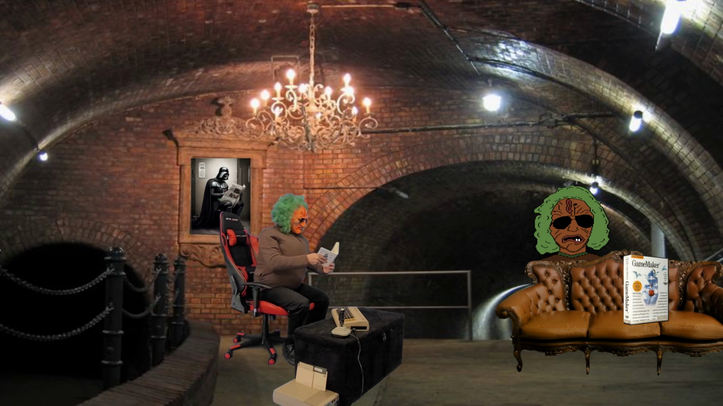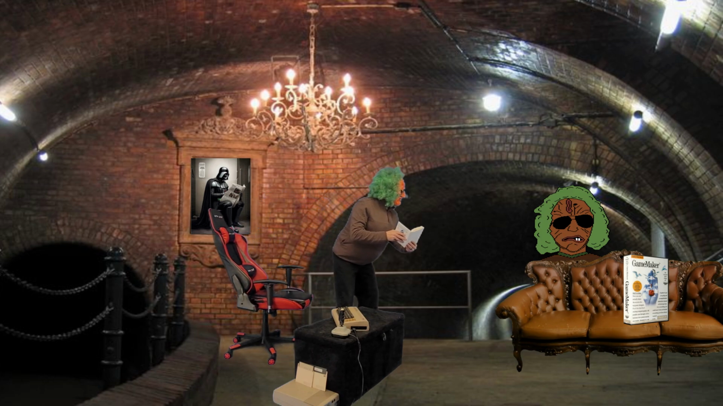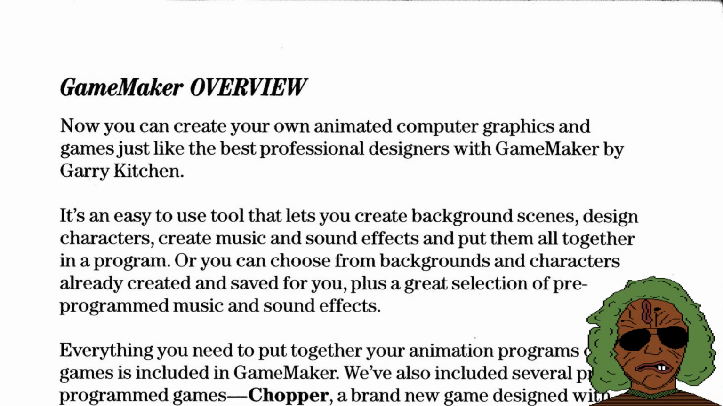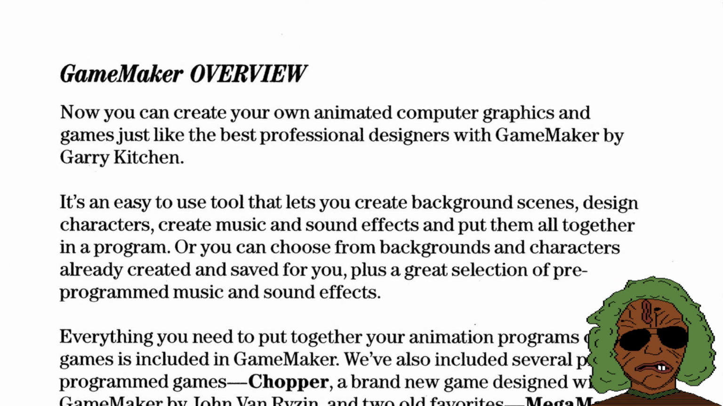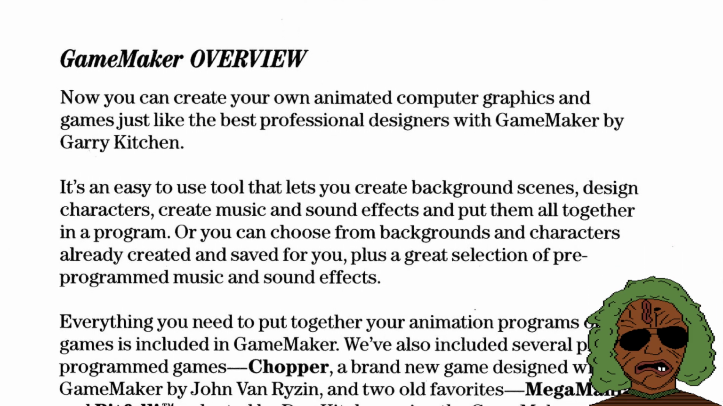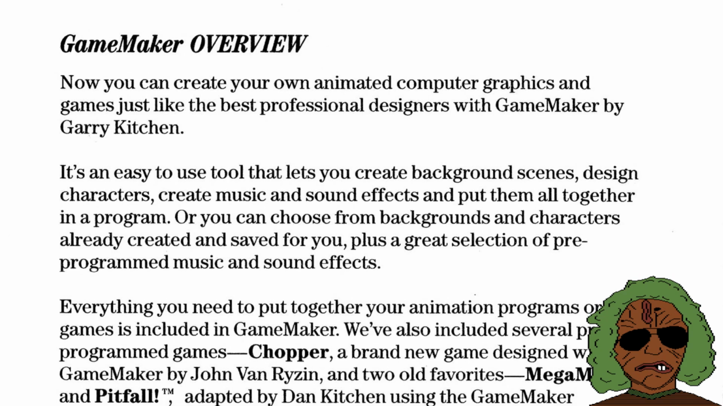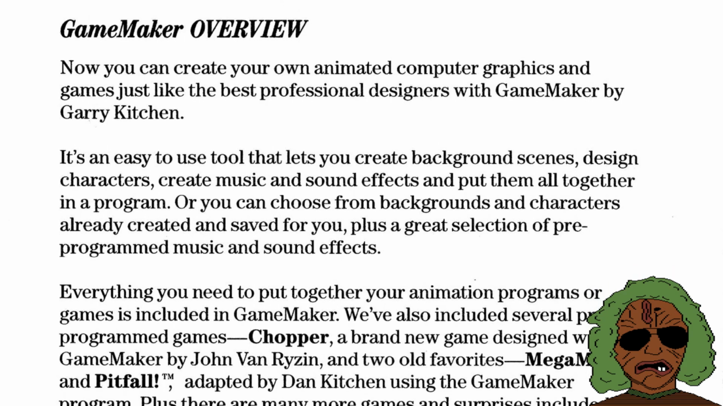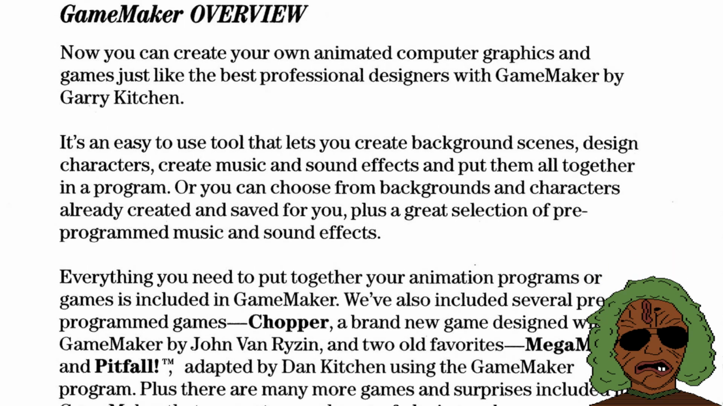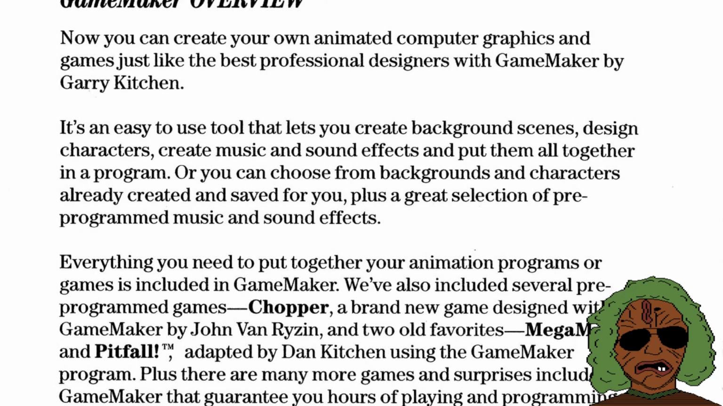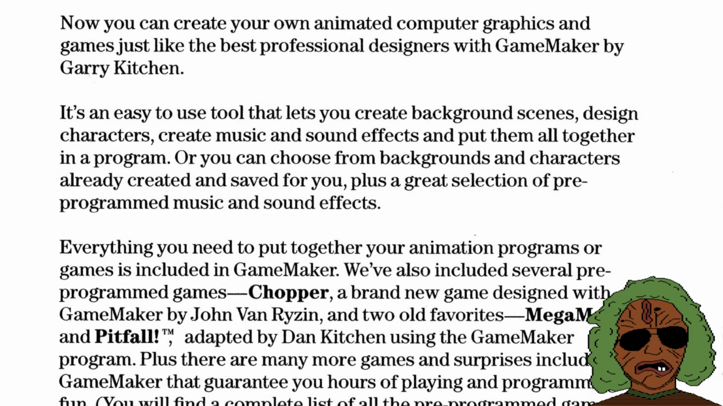Let me have a look at that book. Look at this. We can make a video based on the chapters of the book. Game Maker Overview. Now you can create your own animated computer graphics and games just like the best professional designers with Game Maker by Garry Kitchen. It's an easy-to-use tool that lets you create background scenes, design characters, create music and sound effects, and put them all together in a program.